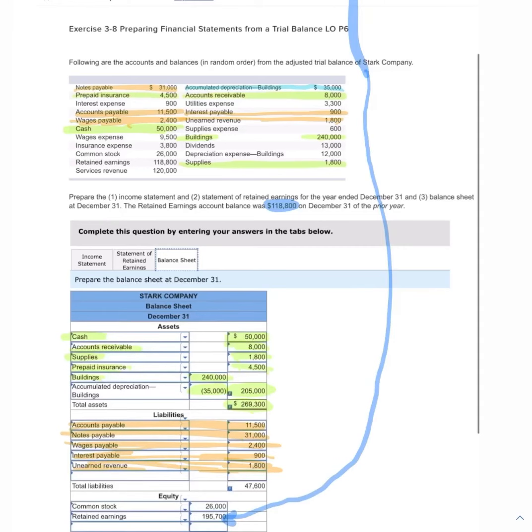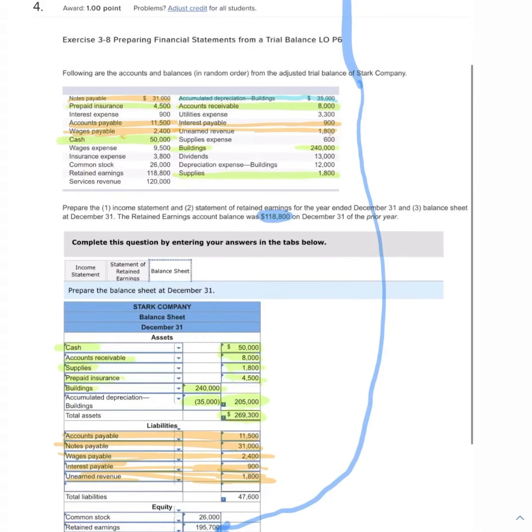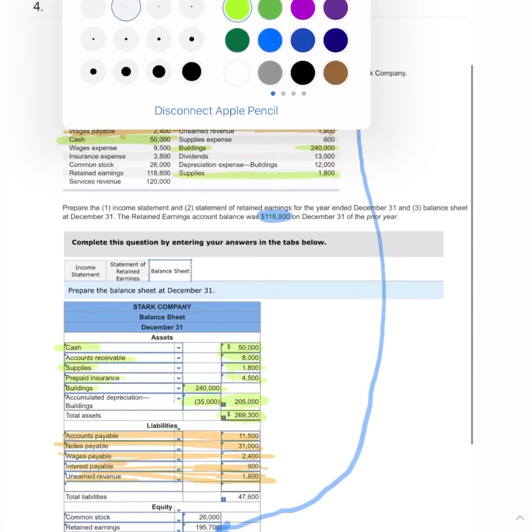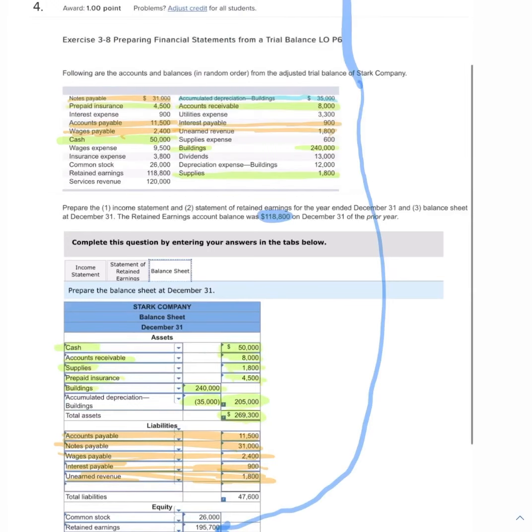Now, you will notice that my liabilities are only $47,600, while my assets are $269,300. Is there a problem here? Or is that okay? Well, let's continue, and we'll see if we can figure out why it might be that my assets don't equal the liabilities. So, as we continue, we said, well, now we need to do our equity accounts. For equity, I'm going to use this purple color. So the very first thing we need to see is my common stock. My common stock account then is this $26,000 that we see right here.